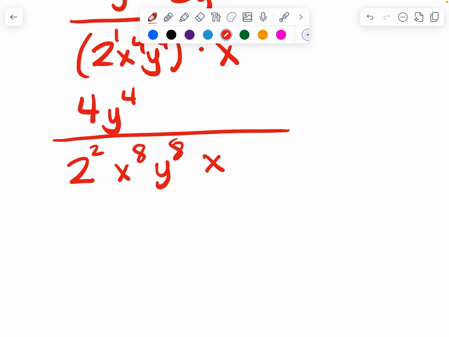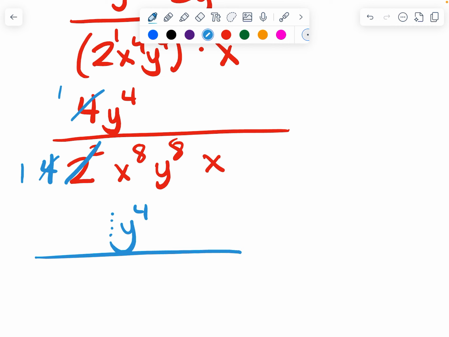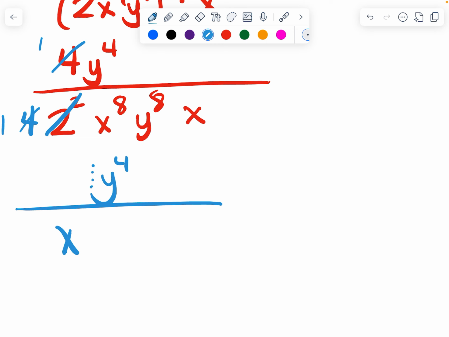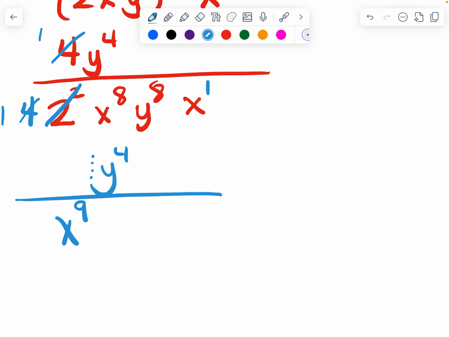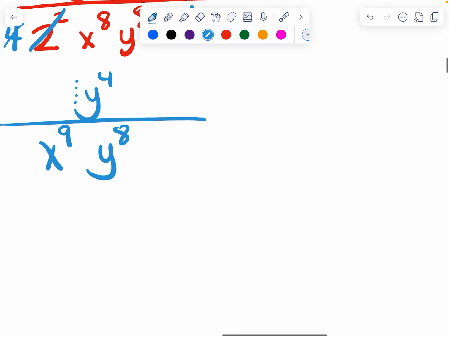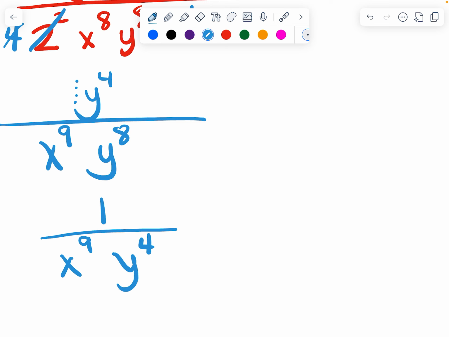Okay, guys, this is the same thing as 4. 4 divided by 4 is 1. So I have an invisible 1. I have y to the fourth over. There's an invisible 1 right there, so I get x to the ninth. I get y to the eighth. There are more y's in the denominator. What's 8 minus 4? 8 minus 4 is 4. Now, if you need to actually write that out and get this to tell you that it's in the denominator, that's perfectly fine.